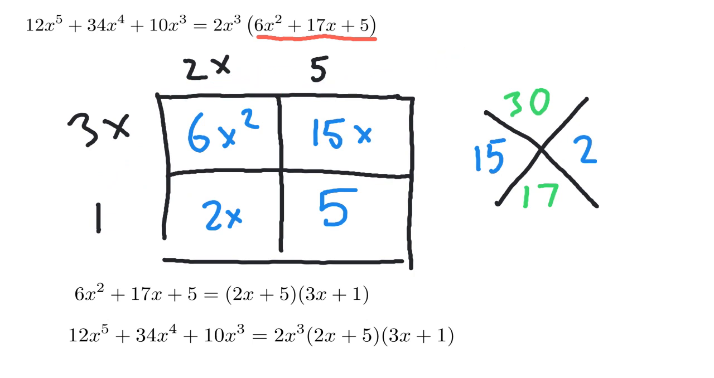So that's how you do the box method for factoring. As I said, let me show you one more example, and this one is going to have some negative signs. So we've got to talk about how those negative signs work in there.